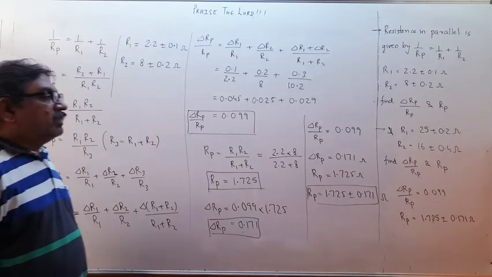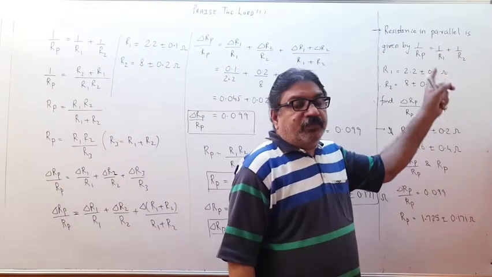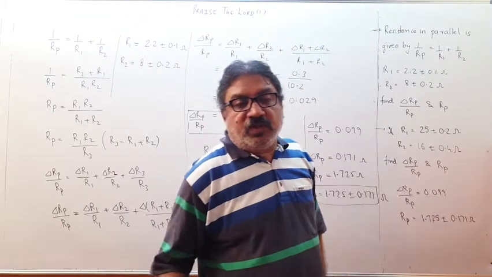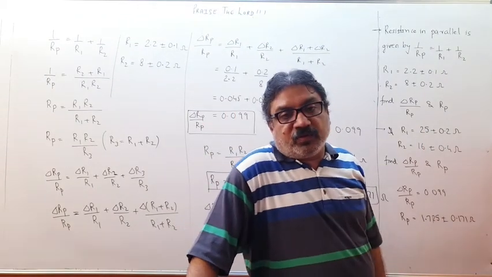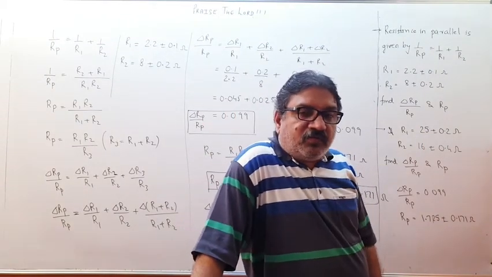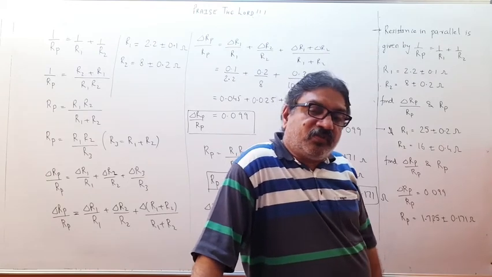Children, whenever there will be a formula like 1 upon A equal to 1 upon B plus 1 upon C, or 1 upon A equal to 1 upon B minus 1 upon C, whenever reciprocal type of sums will be there, like in case of focal length, you must study.